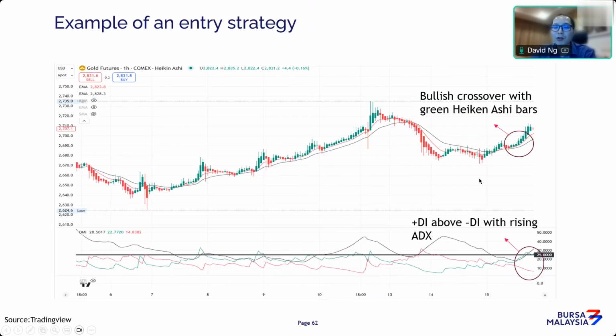Here's an example of an entry strategy. You can see the bullish Heiken Ashi candles, the green Heiken Ashi candles, and there's a bullish crossover on the moving averages. It's clearly identified by the positive DI crossing above the negative DI on the DMI indicator. But what's also important is that the ADX starts to go above 25. So there's a potential indication that this uptrend may just be starting. It's a good time to get an entry signal here.